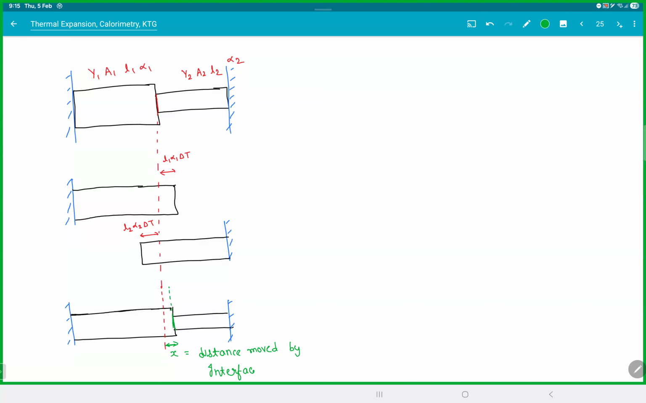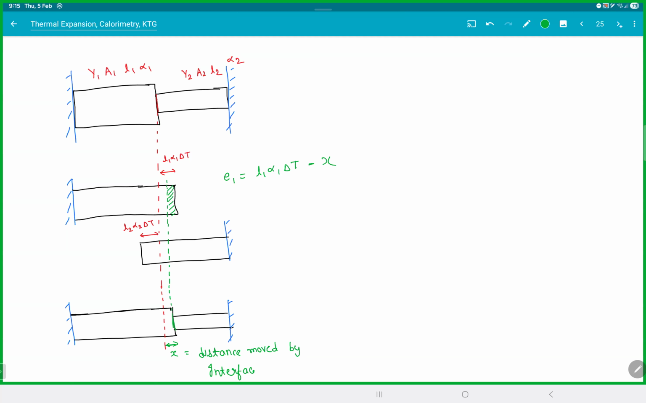Now when you drop a dotted line here, tell me one thing. The left rod will think, I was supposed to be L1 alpha 1 delta T, but this is the extra compression. Do you agree? That green shaded part was the compression. And how much was that? So the compression in the first rod was L1 alpha 1 delta T minus X. Does that make sense?